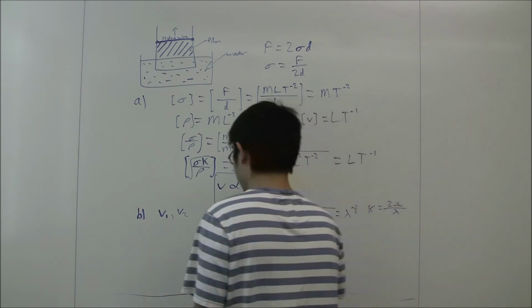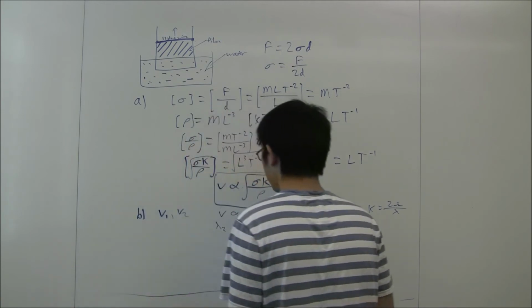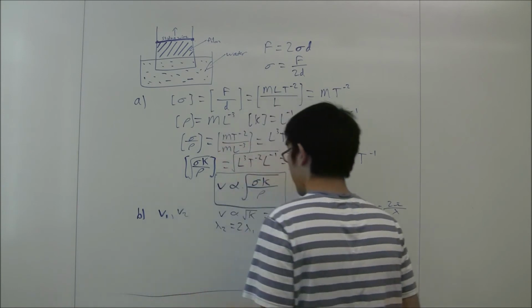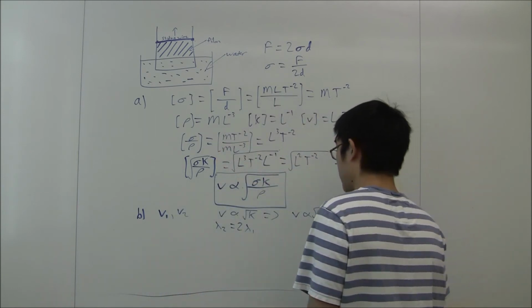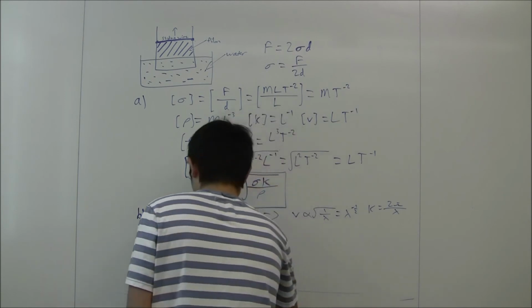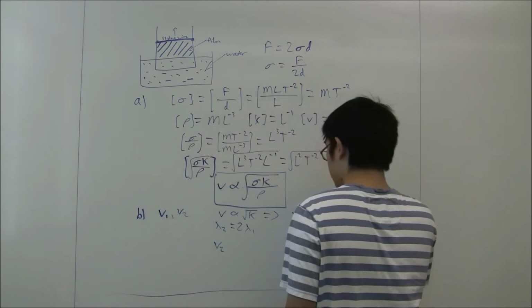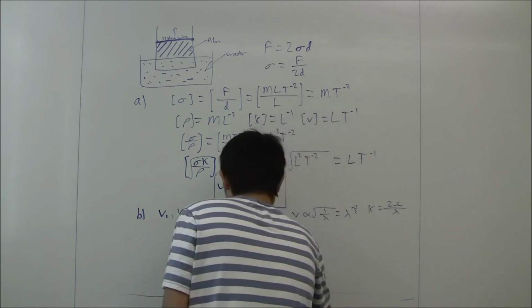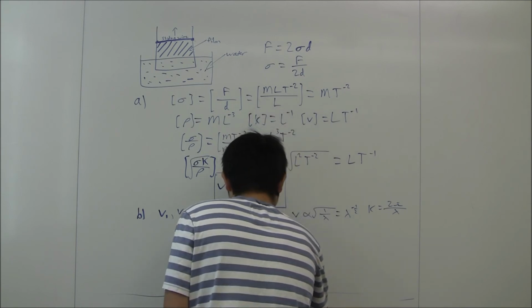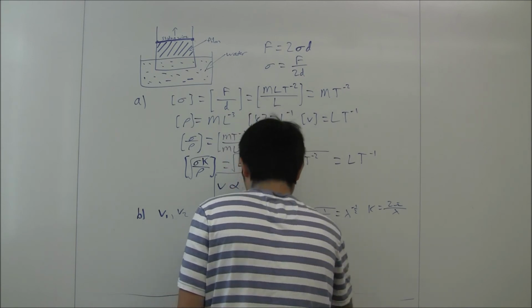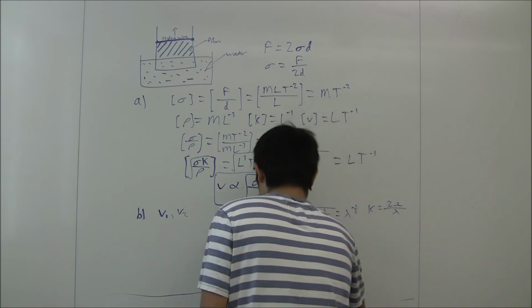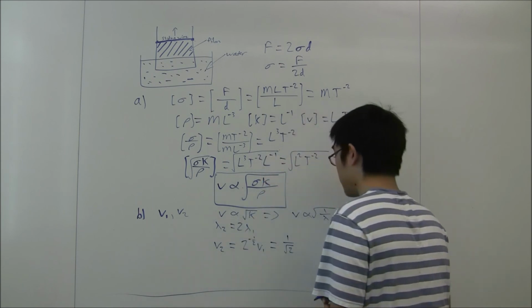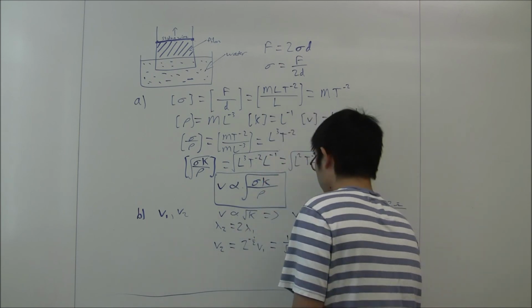So we know that the wavelength, lambda 2, of the second wave is going to be twice the wavelength of the first wave, lambda 1. So this implies that the velocity of the second wave is going to be a factor of 2 to the negative 1/2 times v1, which means that the second wave is slower than the first wave by a factor of 1 over the square root of 2.